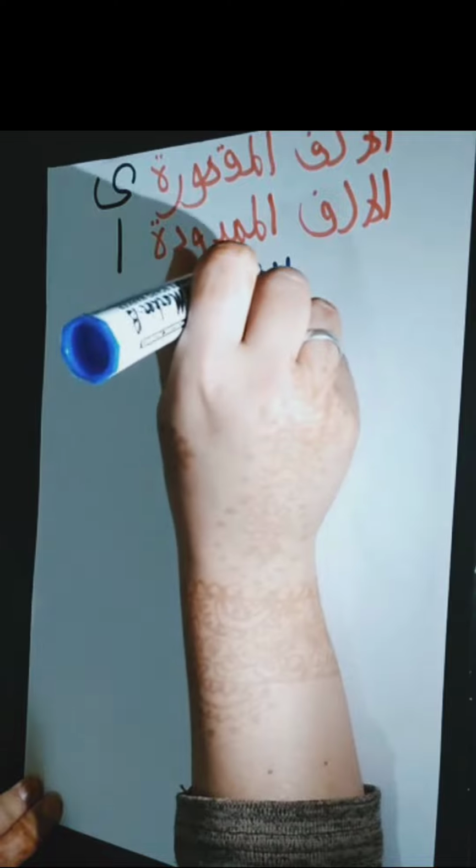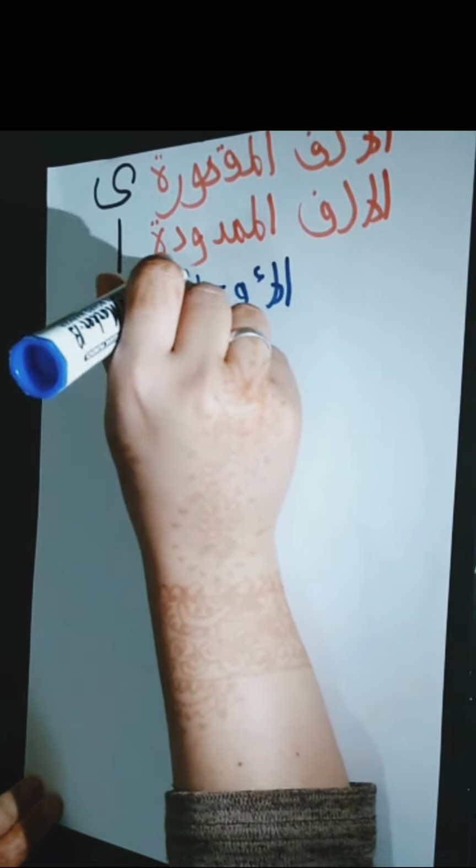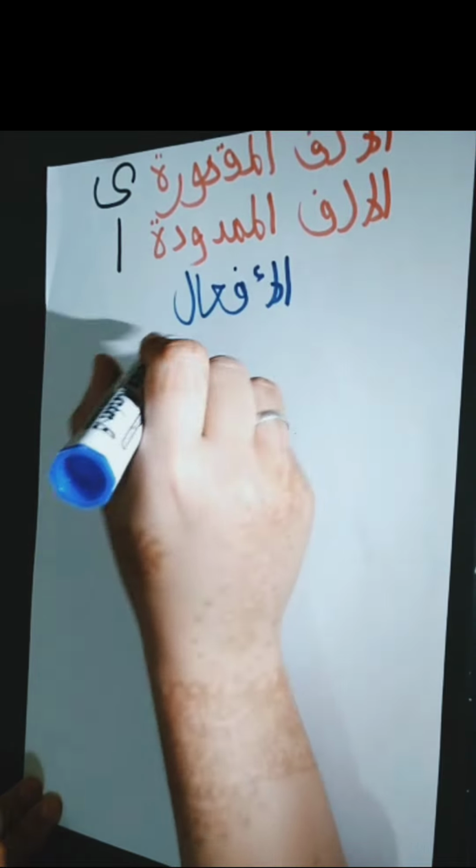Okay, now we will start with verbs. The first thing with the verb: we will know the time that we will write الألف المقصورة or الألف الممدودة. If we want to know, we should put this verb in present tense.